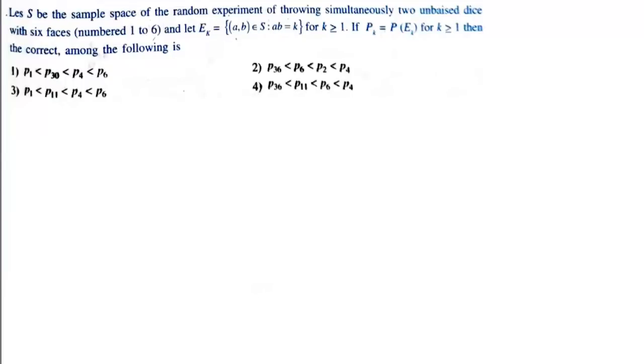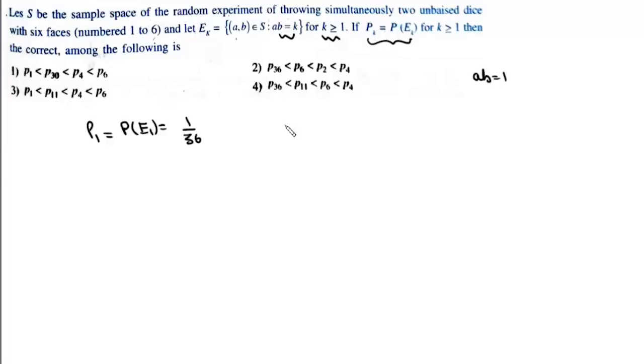Now here the question is, let S be the sample space of a random experiment of throwing simultaneously 2 unbiased dice with 6 faces numbered from 1 to 6. Let E_K be the set of (A, B) such that A into B is K, for K greater than or equal to 1. And if P_K is the probability of E_K, then the correct one among the following is. Now if we look at P1, it is the probability of E1, when the product of both the numbers is 1. So this is only one case, and that is (1,1). So this probability is simply 1 by 36.